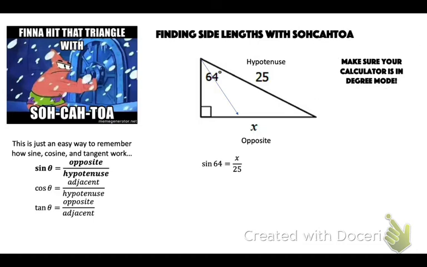So then here, I can put that over 1 and just cross multiply. So then I have 25 times sine of 64 equals x. Then if we put 25 sine of 64 in your calculator that is in degree mode, we will get x is approximately 22.47.